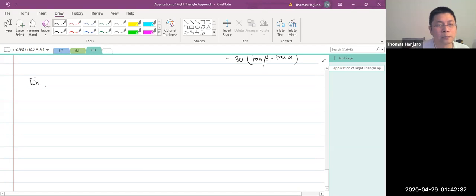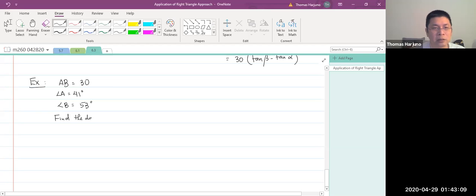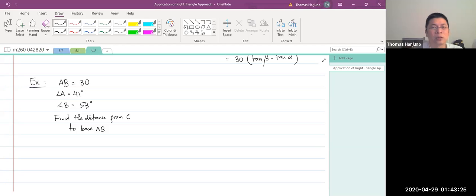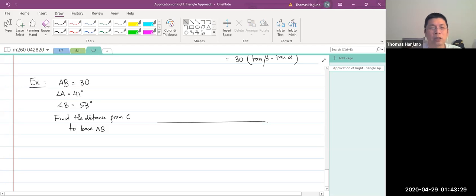Suppose in another example, I have the following situation. AB, let's say, equals 30, angle A is 41 degrees, and angle B is, let's say, 53 degrees. I randomly pick numbers. And the question is, find the distance from C to base AB. Pictorially, it looks like this.